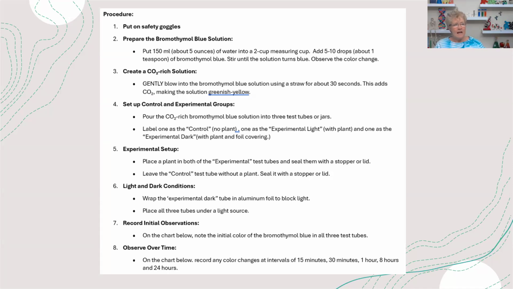Step 4, set up control and experimental groups. Pour the carbon dioxide rich bromothymol blue solution into 3 test tubes or jars. Label 1 as control. So I've got mine right here. I just wrote control on the side of my tube. Label 1 as experimental light, EXP light, and one as experimental dark, EXP dark is what I put.